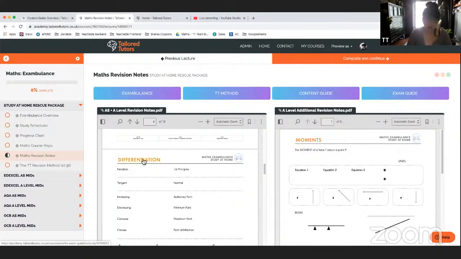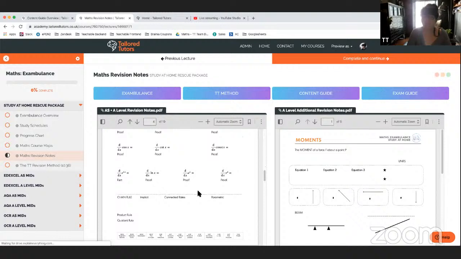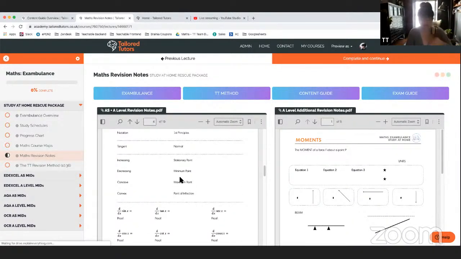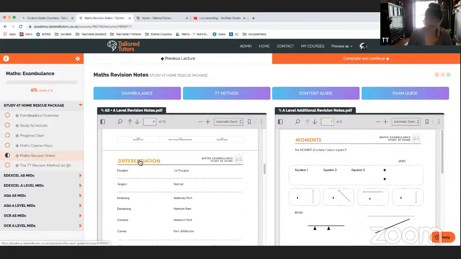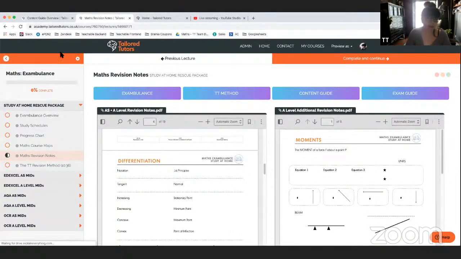In addition, you can click here and see the overall revision notes. This page covers everything you need to know about differentiation. We do the first year bit first, and then I say what the end is, and then it's the second year bit. If you click on this, it will take you to the video where we went through these notes and filled them all in. So there's lots of flexibility with how you can work with it. Any questions about the exambulance, how to get it, what's in it, just shout. I'm sure you'll be able to help each other out, and I will also be able to help if there's anything you're not sure about.